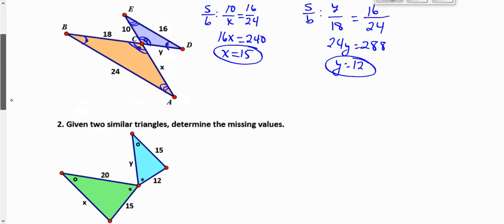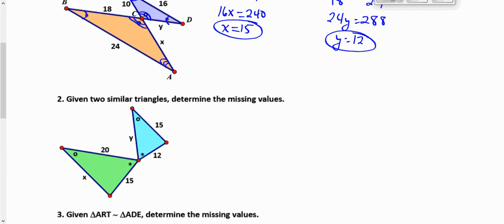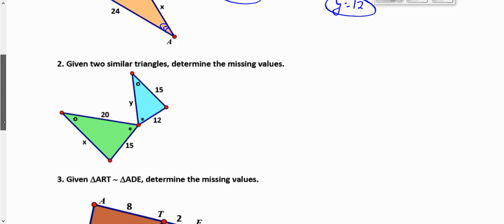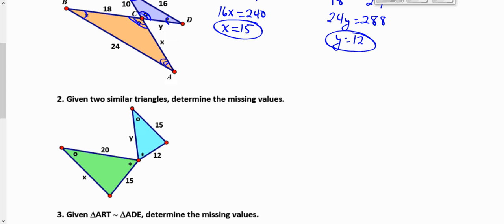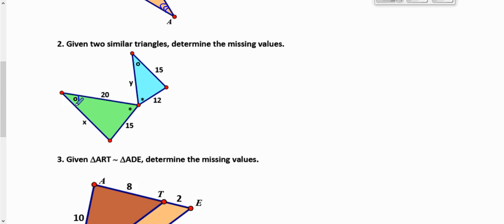Okay? So let's take a minute. Okay, let me mark these up here. Hey, can I ask you guys a question? These angles right here, are they vertical angles? No. No, they are not. Okay? Almost look like, but they're not.